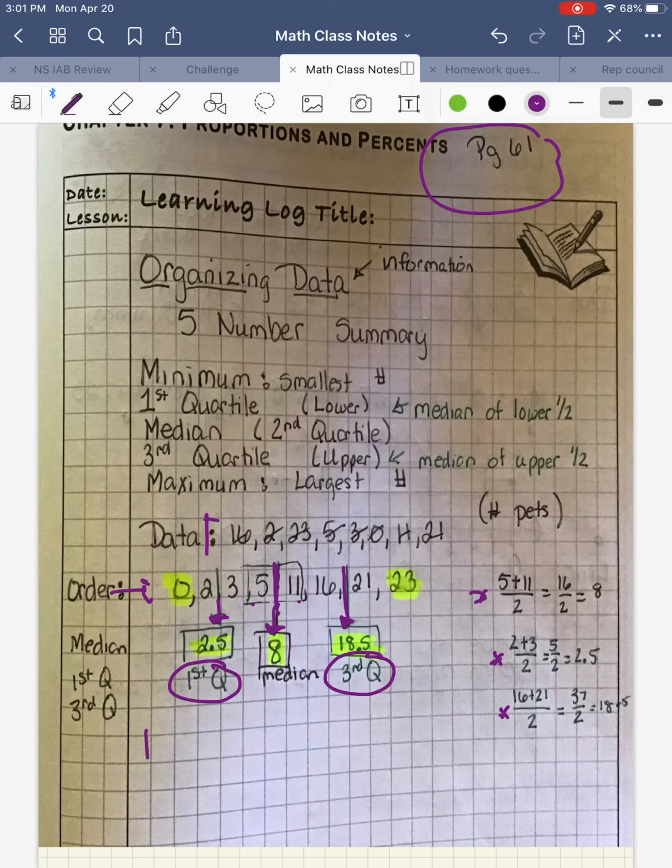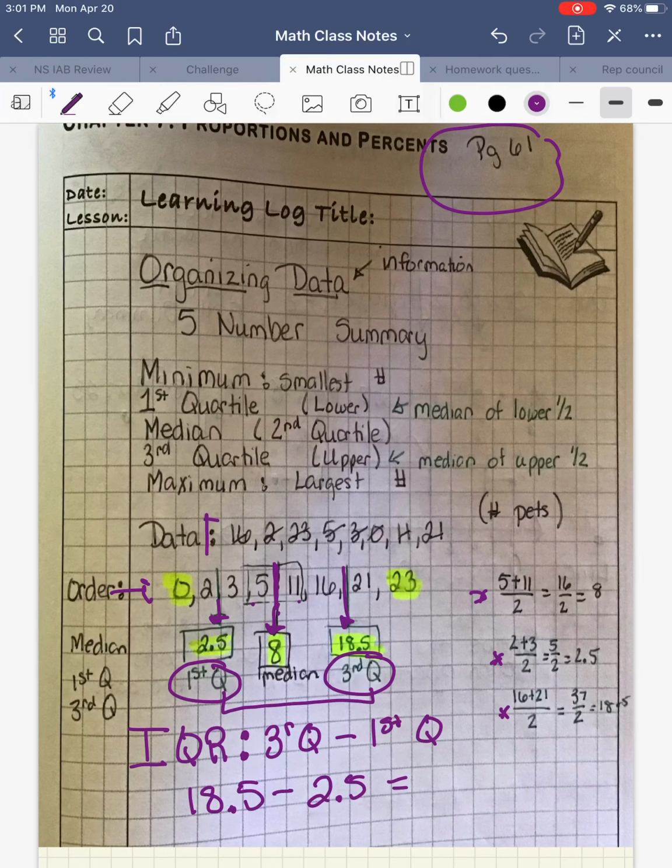The other thing you'll see in today's IXL work is something called the interquartile range, and evidently we didn't all add it to our notes. That is just taking the third quartile value and subtracting the first quartile value. So in this case, that would be 18.5 subtract 2.5. All that's going to tell us is the distance between those two.